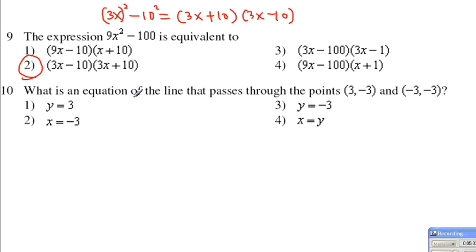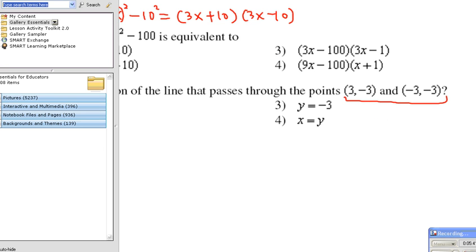Now we are looking for the equation that passes through these 2 points. The best way is to sketch this one, then it might be quite nice. So what I'm going to do is this right here.